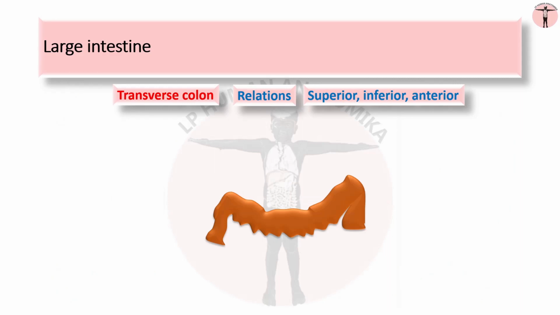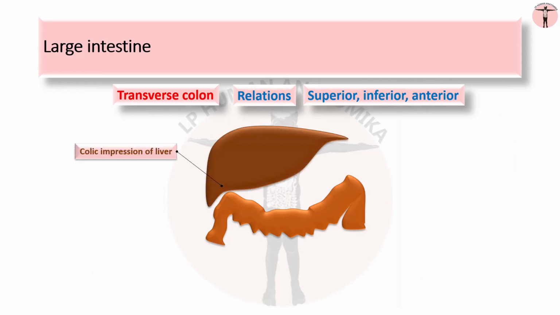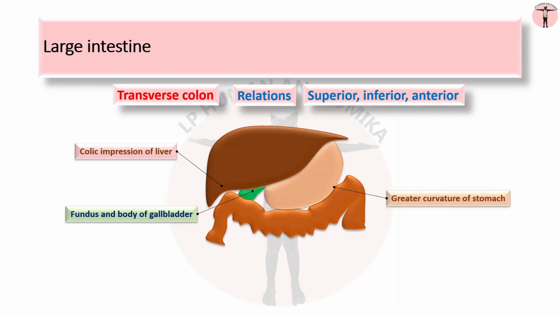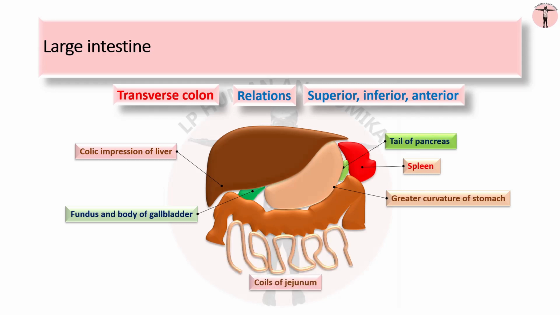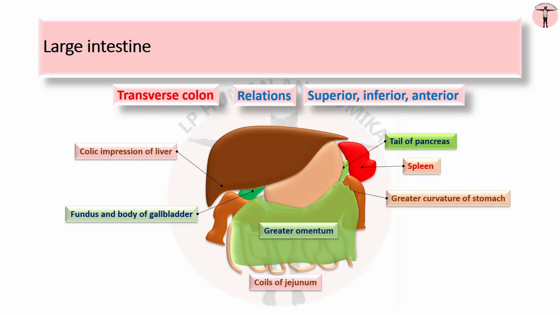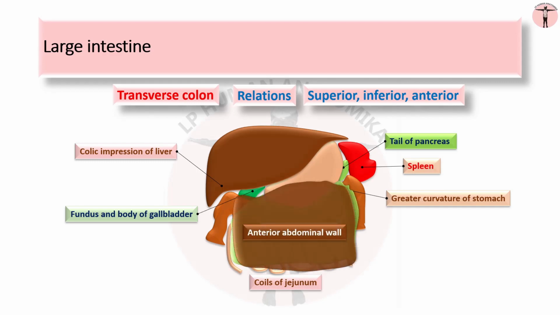Superiorly, transverse colon is related to colic impression of liver, fundus and body of gallbladder, greater curvature of stomach, lateral end of spleen, and tail of pancreas. Inferiorly, it is related to coils of small intestine. Anteriorly, to layers of greater omentum and anterior abdominal wall.